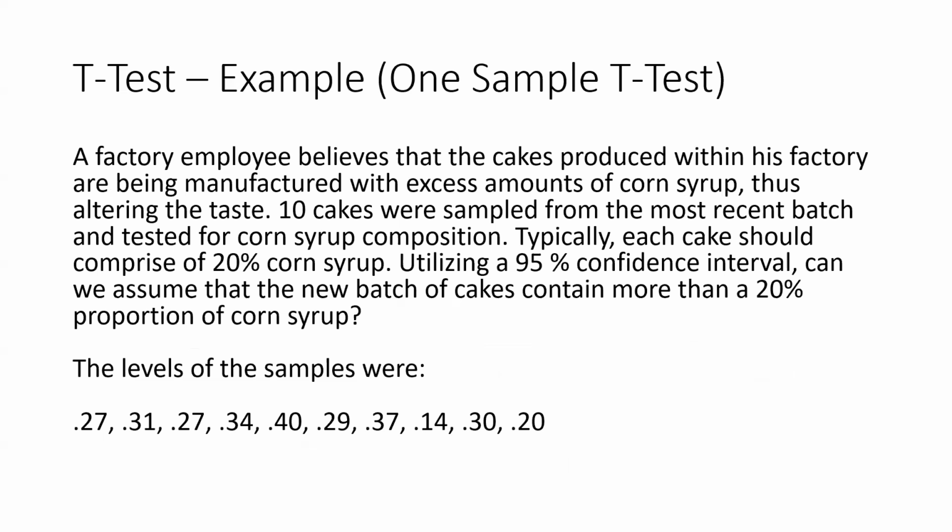So in this instance, we're again utilizing the cakes example. A factory employee believes that the cakes produced within his factory are being manufactured with excess amounts of corn syrup, thus altering the taste. 10 cakes were sampled from the most recent batch and tested for corn syrup composition. Typically, each cake should comprise 20% corn syrup. Utilizing a 95% confidence interval, can we assume that the new batch of cakes contains more than a 20% composition of corn syrup? The levels of the sample were as follows.